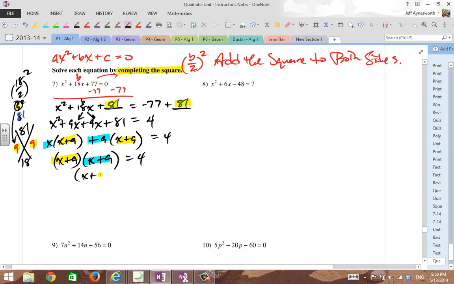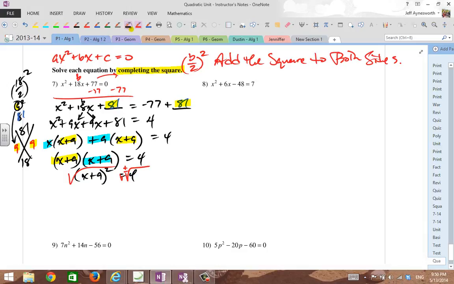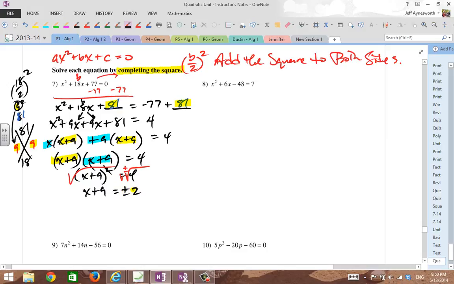We're going to rewrite it as one binomial squared. And then it looks just like my previous problems. We're going to square root both sides. Okay, so let's go for it. Square root, put the plus or minus symbols in. The square root cancels out the square, giving you x plus 9 equals plus or minus 2, and we're almost done. Subtract 9, and you get x equals negative 9 plus or minus 2. That gives us two answers: negative 9 plus 2, or negative 7, and also negative 9 minus 2, which is negative 11.